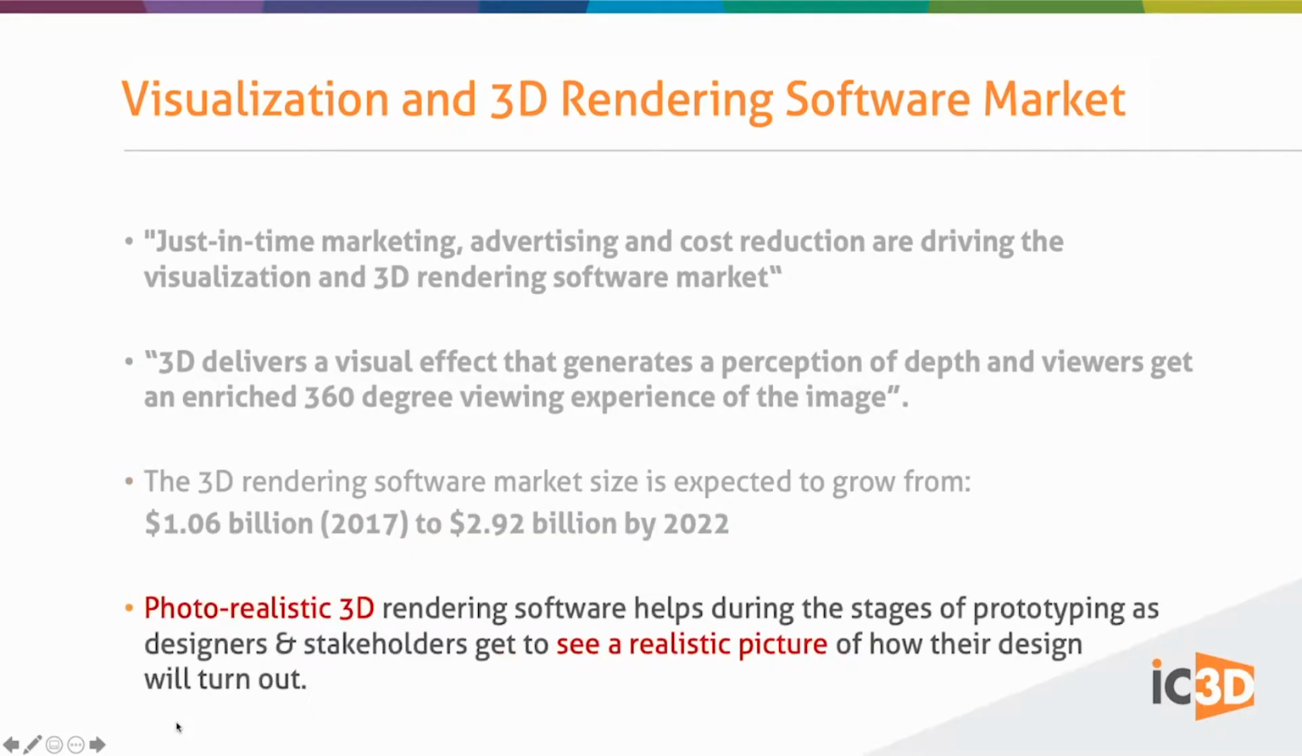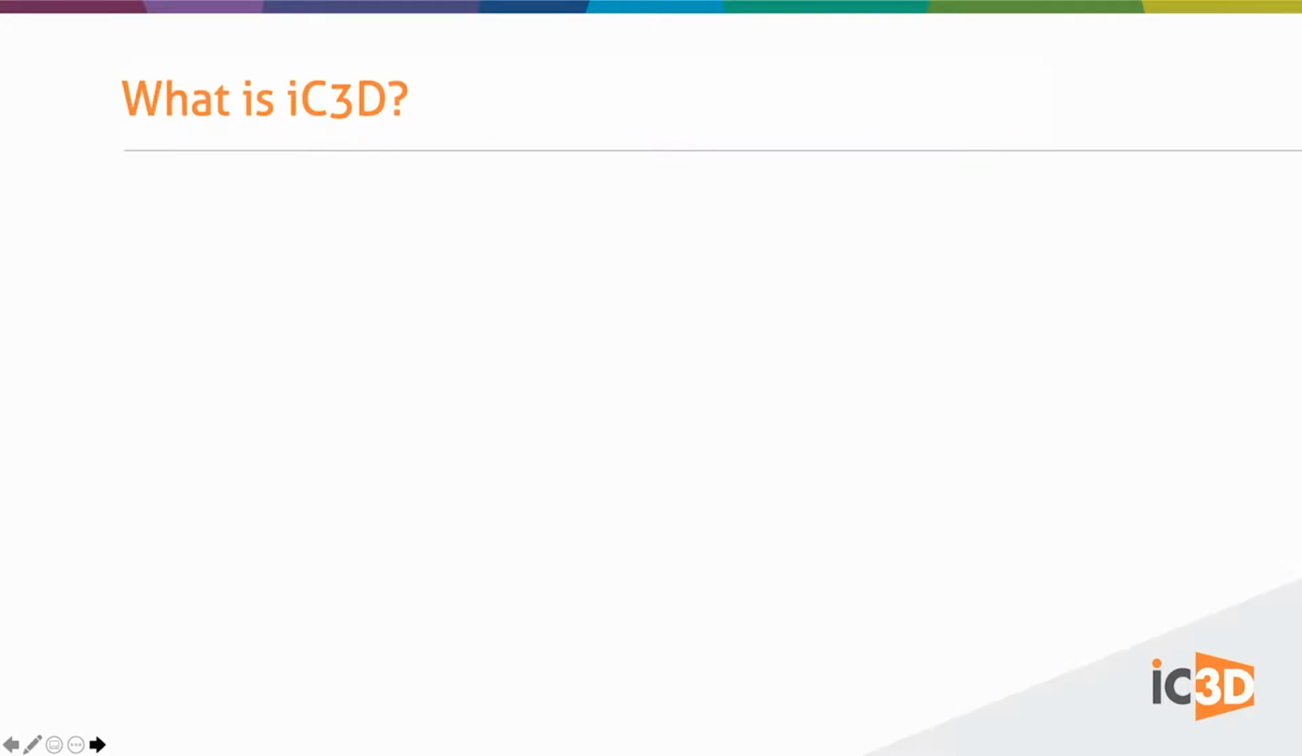Photorealistic 3D rendering software helps during the stages of prototyping, as it does for the design stage, as well as other stakeholders within the project, to see a realistic picture of how their design will actually turn out. And this is where iC3D actually comes into its own, just by looking at that last bullet point. So what is iC3D?